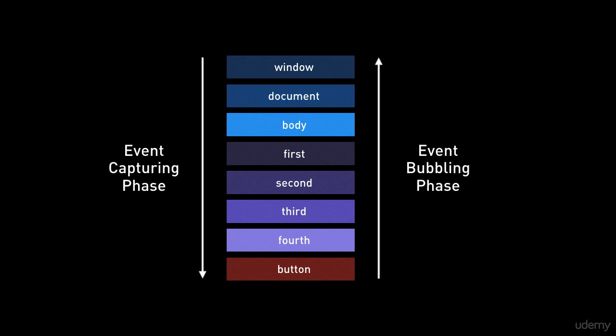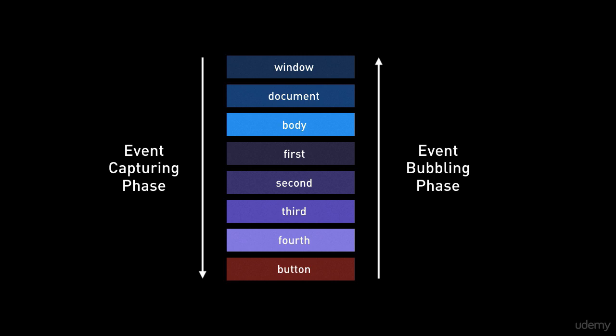Now, the answer is that when you add an event listener, you can choose which phase you want it to listen to. You can add an event listener which listens to events as they travel down the event capturing phase, or you can add an event listener which listens to events as they come back up the event bubbling phase. If you don't specify which phase you want to listen to, by default, it listens to the event bubbling phase. So if you've never dealt with this in the past, all you've been doing is adding event listeners to the event bubbling phase. You've never touched the event capturing phase.